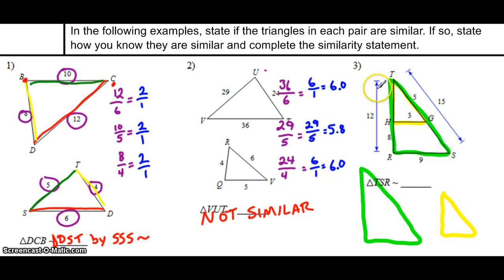So for the green triangle, the sides are, it looks like, 12. This bottom is 9. And this side is 15. Alright. And for the smaller triangle, I've got, well, wait a second. How long is the side right here?